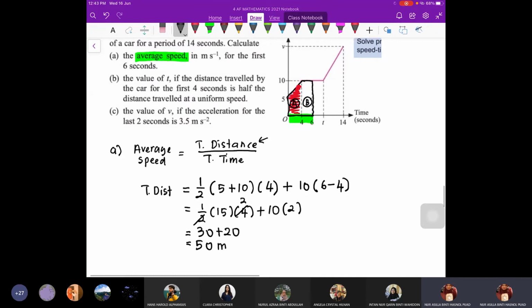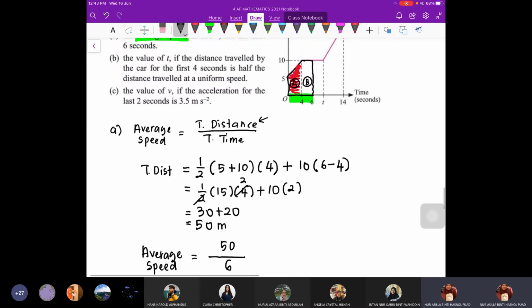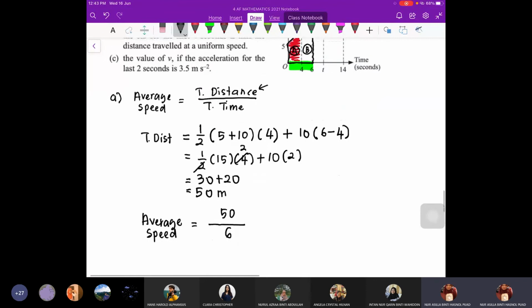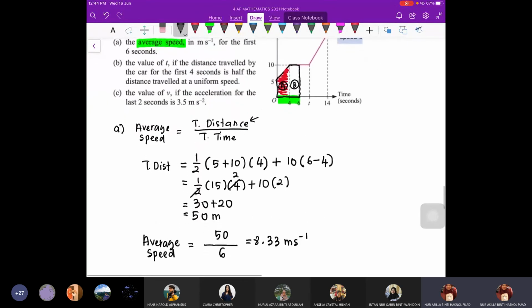Okay, so average speed is total distance divided by 6. So 50 bahagi dengan 6. So 50 divided by 6, 8.33 meter per second. Okay, siap. So that is my answer.